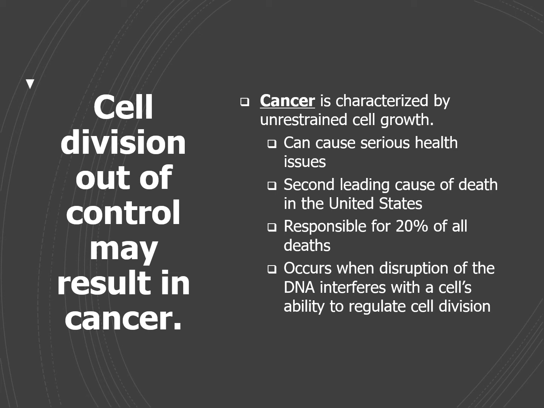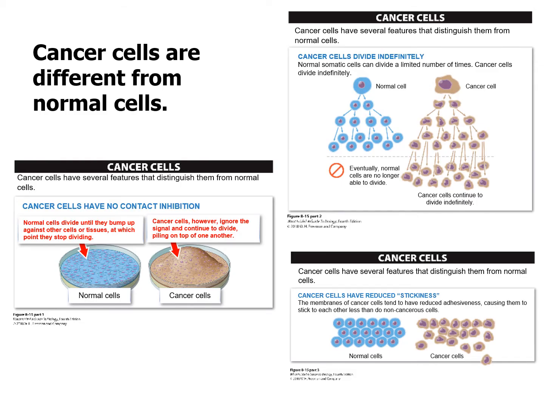So this is an overall look at what cancer is, but let's talk about how cancer cells differ from normal cells. There are 3 primary ways. The first is that cancer cells have no contact inhibition. Normal cells divide until they bump up against other cells or tissues, at which point they stop dividing because of boundaries. Cancer cells don't have those boundaries. They don't know personal space limits. So cancer cells will ignore the signal and continue to divide and pile up on top of one another. They just keep going and keep going, sort of like the Energizer Bunny.